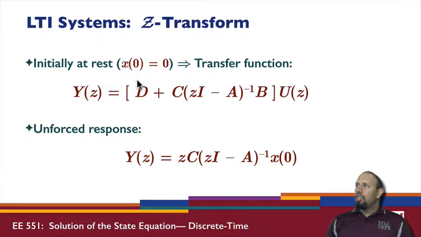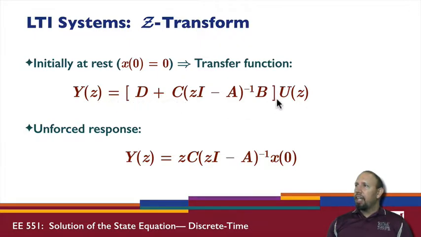For the output equation, if we assume 0 initial condition, we can obtain the transfer function. So Y of z is equal to CX of z plus DU of z. X of z, in the case when you have zero initial condition, is just zI minus A inverse B U of z. And so this then becomes the transfer function. Here's the unforced response, which involves the initial condition. And this is the transfer function that involves the input, not the initial condition. And so this is the result that I get.